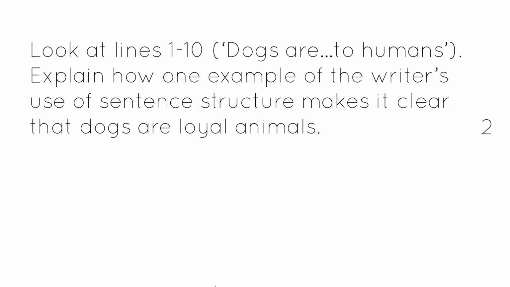Now, the question here is, look at lines 1 to 10, the quote is given, dogs are to humans. Explain how one example of the writer's use of sentence structure makes it clear that dogs are loyal animals, and it's a 2-mark question. So again, you're only ever asked about sentence structure. It's up to you to decide which technique you're going to look at. Are you going to look at a list, parenthesis, repetition, rhetorical question, short sentence?